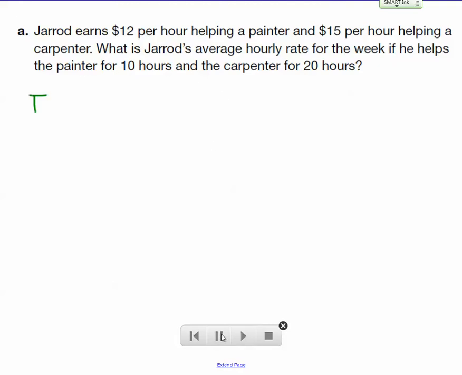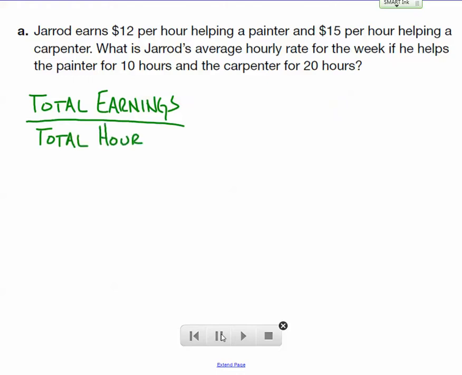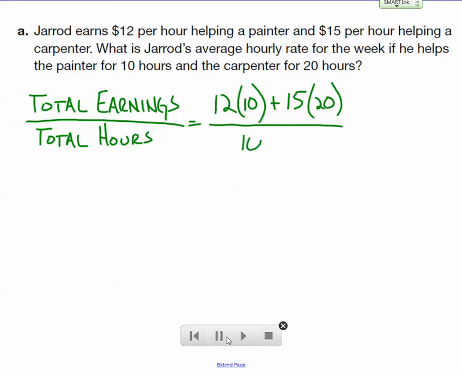So here's the way we want to set this up. His average earnings per hour is going to be his total earnings divided by his total hours worked. So let's first write an expression for all the money he made working. He's going to make $12 per hour working for 10 hours for the painter, plus he's going to earn $15 per hour for the 20 hours that he works for the carpenter. So the total hours is easy. It's 10 plus 20.